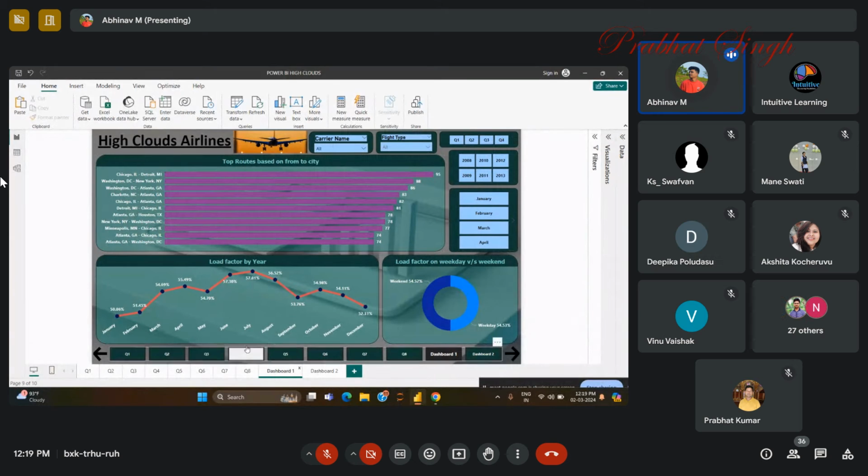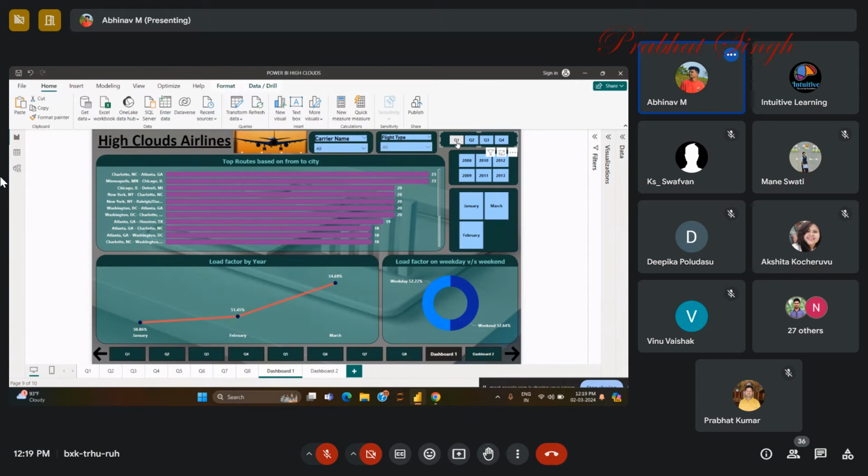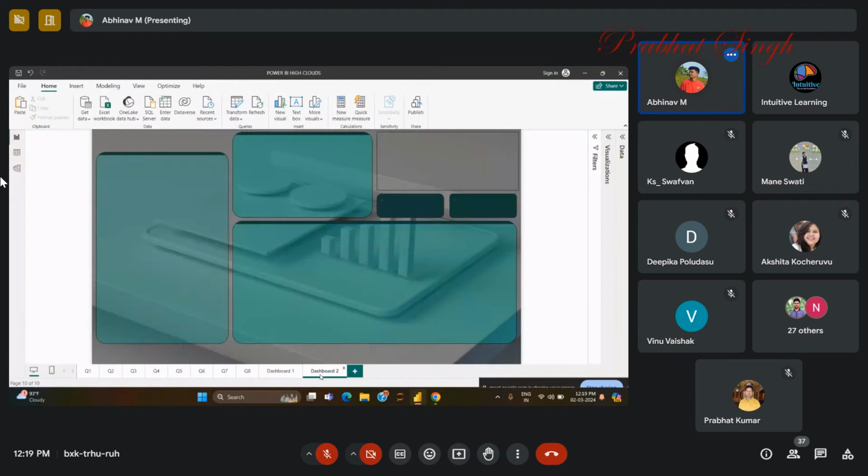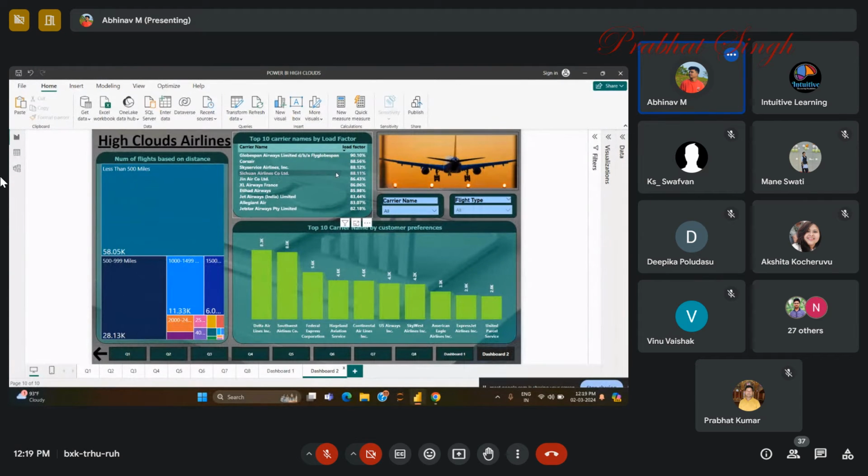This is our first dashboard, and we can find quarter-wise, year-wise, and monthly data. And we are moving to our dashboard 2.